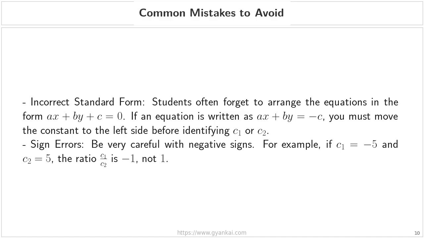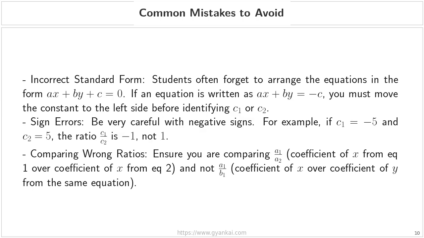Second, be extremely vigilant with sign errors. This is where many students lose marks. When calculating your ratios, pay close attention to whether a number is positive or negative. For example, if your constant c sub 1 is negative 5 and your constant c sub 2 is positive 5, the ratio of c sub 1 over c sub 2 is negative 1, not positive 1. A single missed minus sign can make parallel lines look like coincident lines.